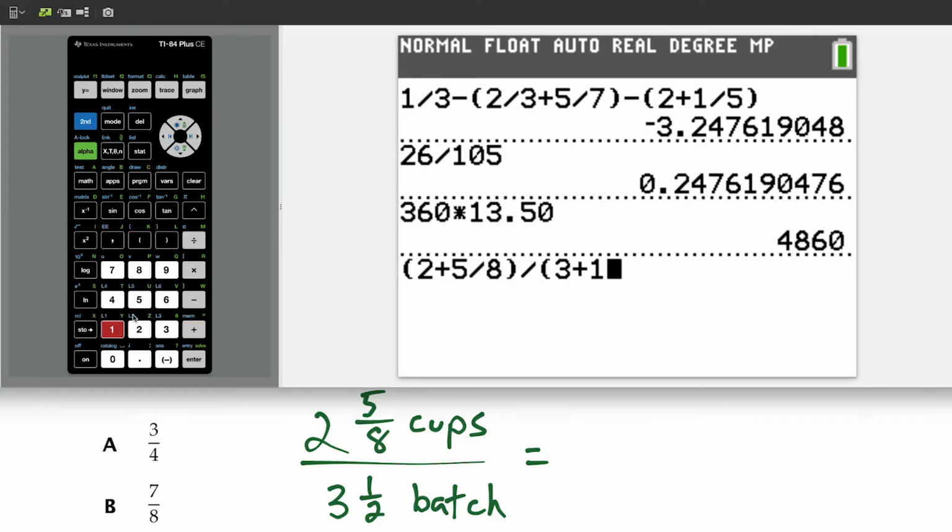So we have 3 plus a half. If you just know 3.5 is 3.5, then you can just divide by 3.5 and that's fine. And we press enter and we get 0.75, which is 3/4. Just know that you could do this.